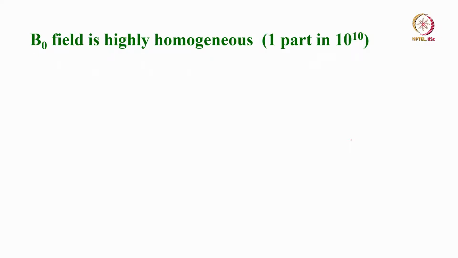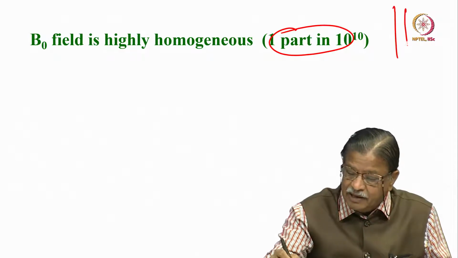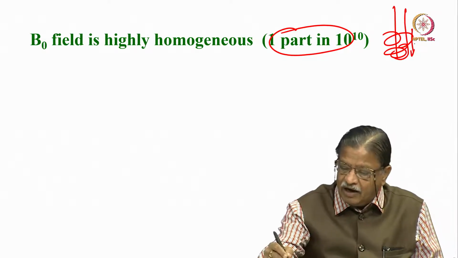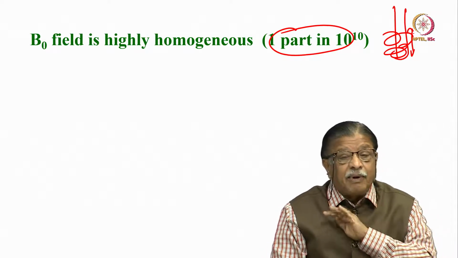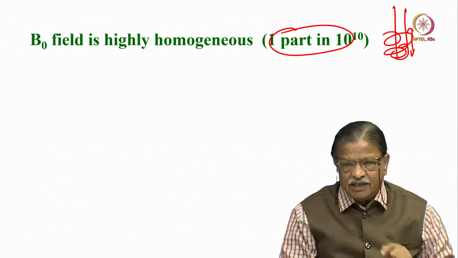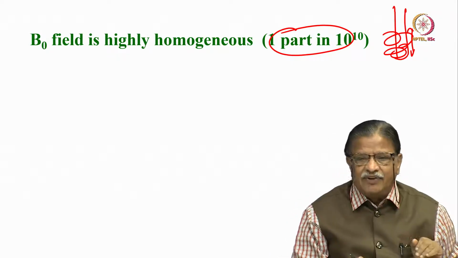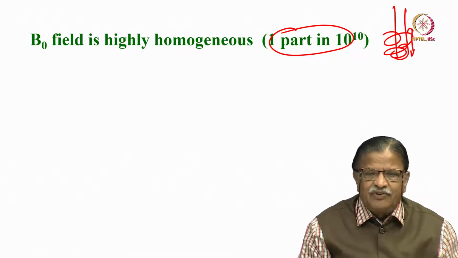Of course, B naught is the highly homogeneous magnetic field that we know. The external magnetic field we use for detecting the NMR signal is highly homogeneous over the sample area. This is my sample, and my receiver RF coil is here. Over the entire RF coil area, the sample will be perfectly homogeneous. That means each nuclear spin experiences the same magnetic field. There is no difference in the magnetic field at all.